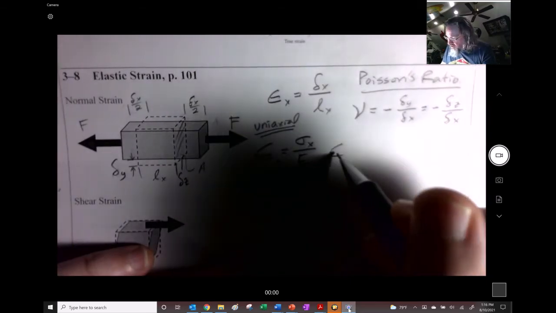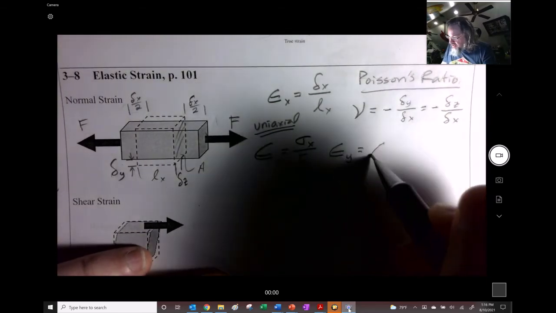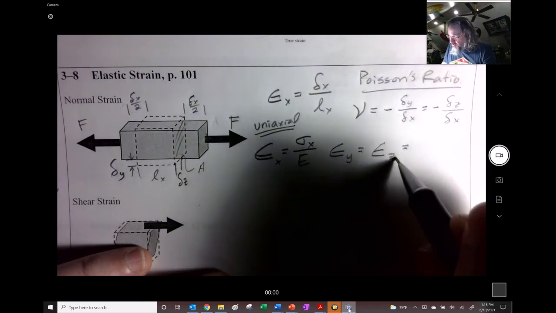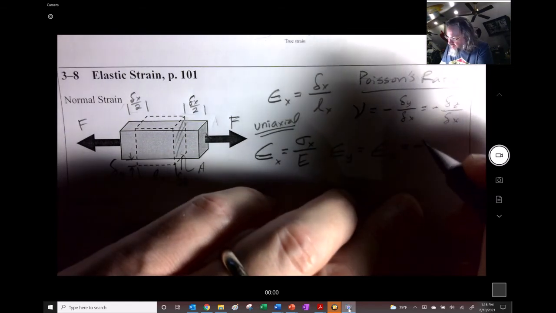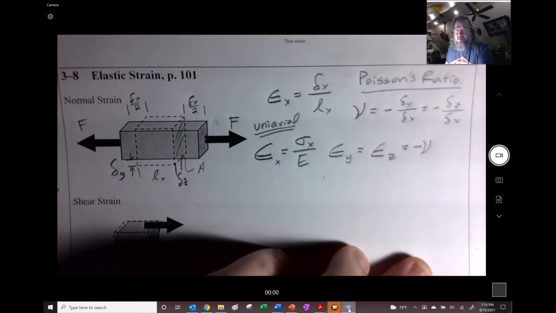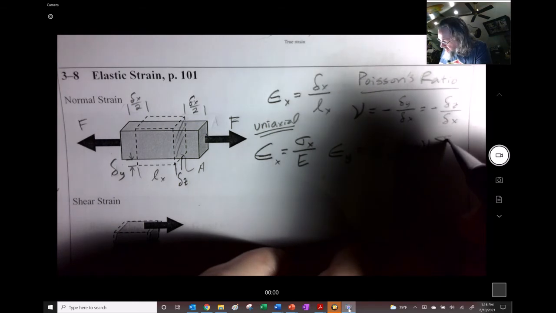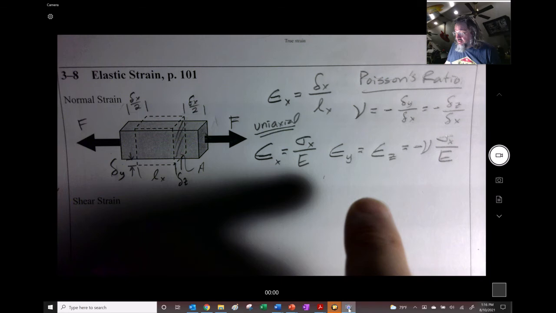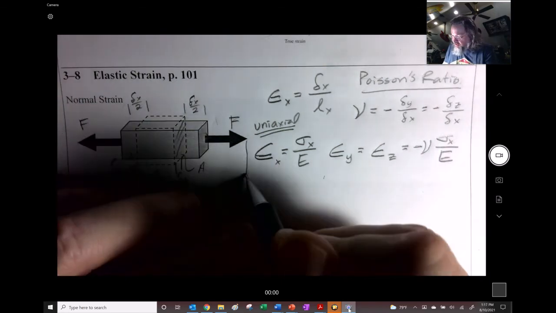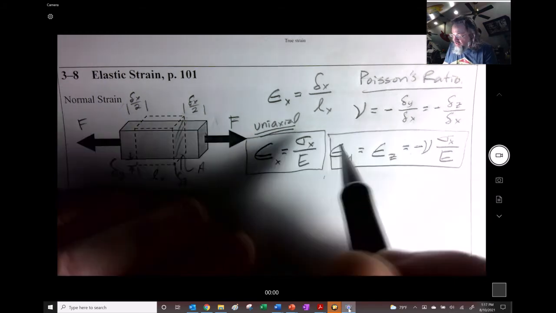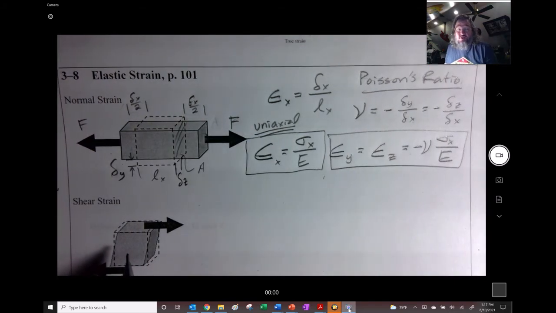And then for those other directions, we'll say that the strain epsilon y, epsilon z is going to be equal to mu, or is it nu? It's nu, not mu, right? Negative nu sigma x divided by elastic modulus, right? So those are fundamental, important things to keep in mind when trying to relate stress and strain together. In the case of just normal stress, we get normal strain in the uniaxial direction.